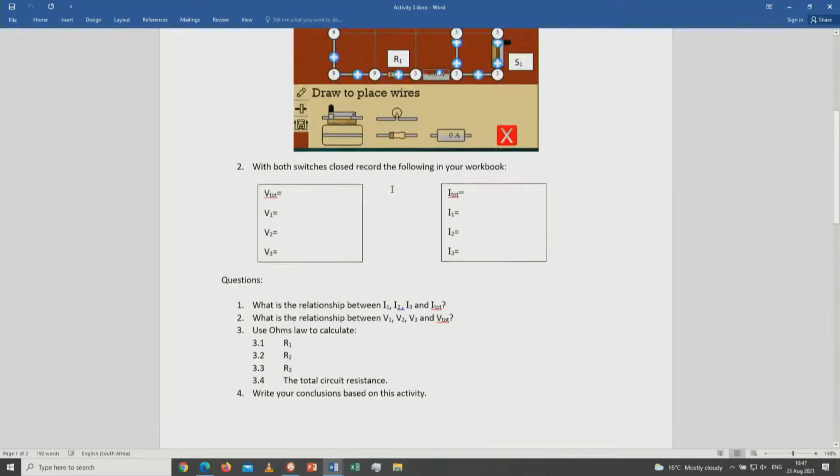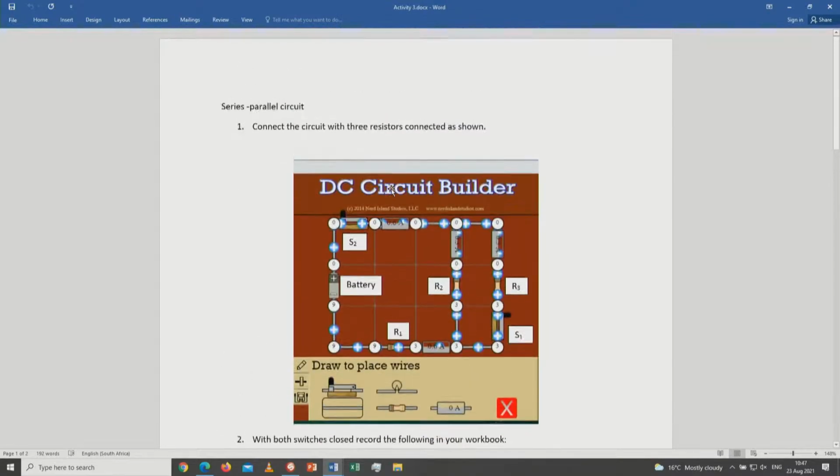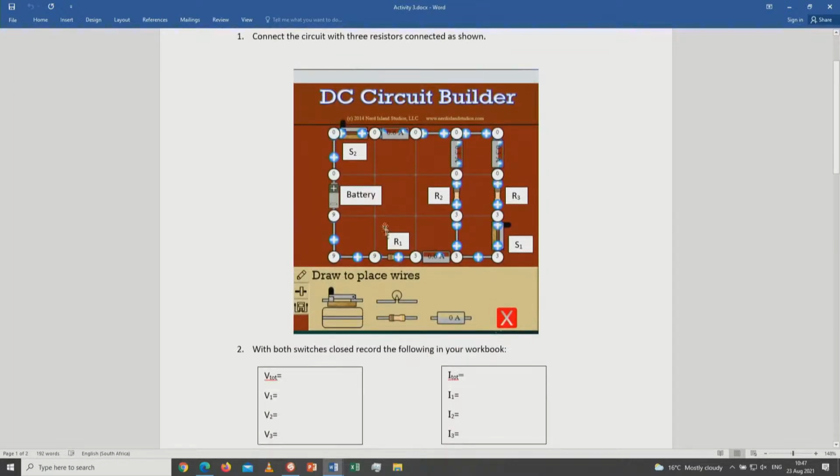So you need to record. Notice that here we have a series parallel circuit. You have R1 connected there, R2 and R3. So R1 is connected in series with R2 and R3, which are connected in parallel to each other.